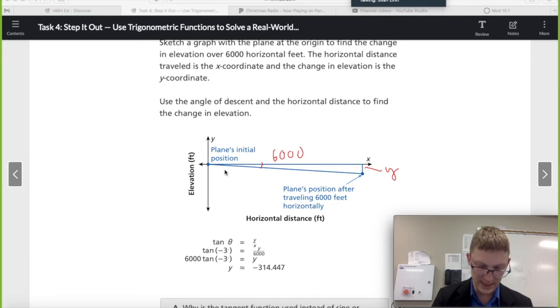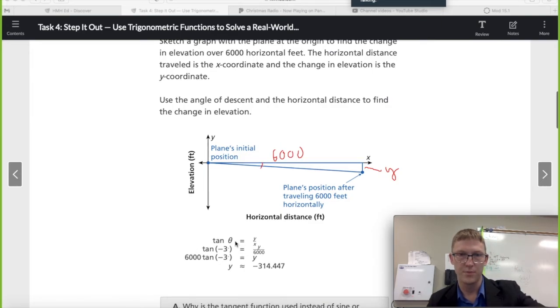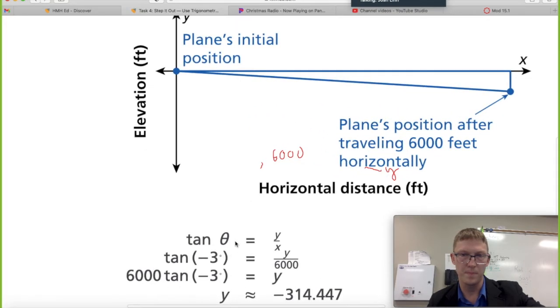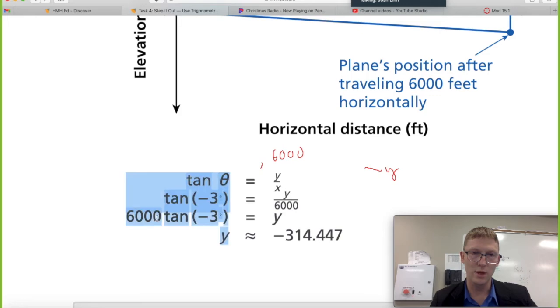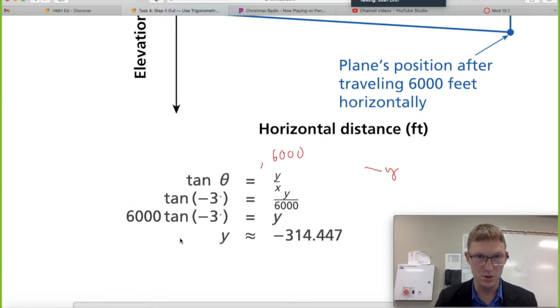So we plug in tangent of -3, so we're right here, equals y over 6,000, and then we get to algebra, right? So we multiply both sides by 6,000. That's where we come up to this part right here. And then this is where we can actually plug this into our calculator and figure this out.